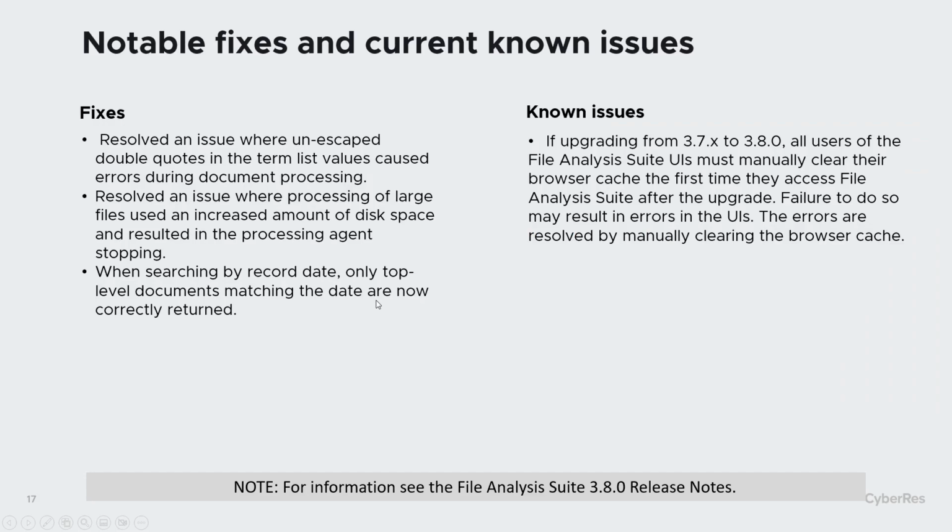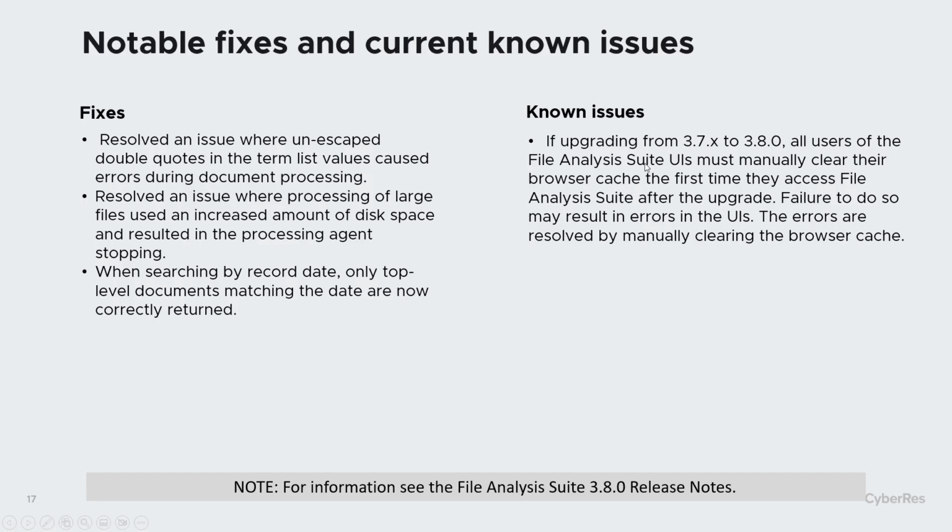A few notable fixes and any current known issues. There were a few fixes for unescaped double quotes where customers found them. We resolved an issue where we were consuming a lot of disk space and giving that disk space warning. So we can handle particularly large zip files much better without increasing the amount of disk space required as much. And when searching by record date, only the top level documents were shown. So this was about the record date within subdocuments.